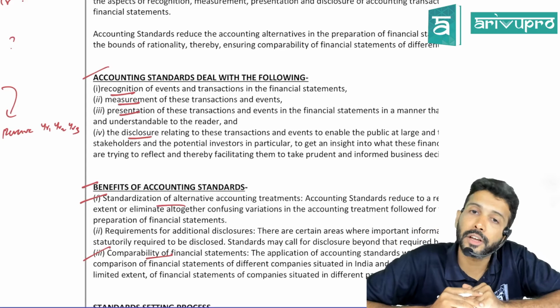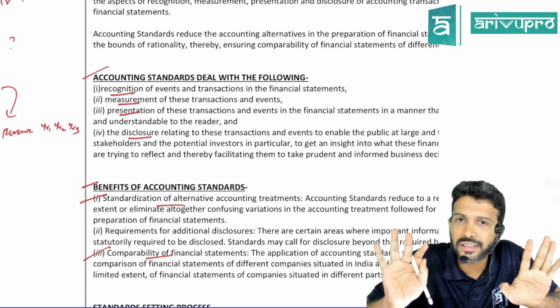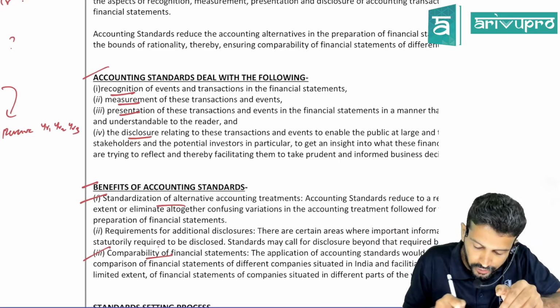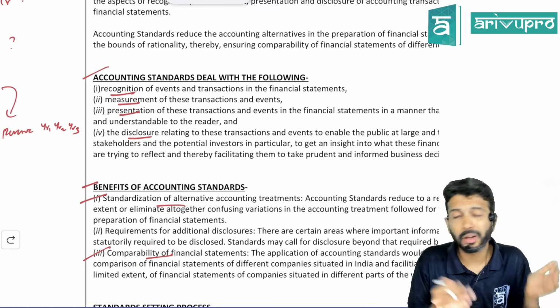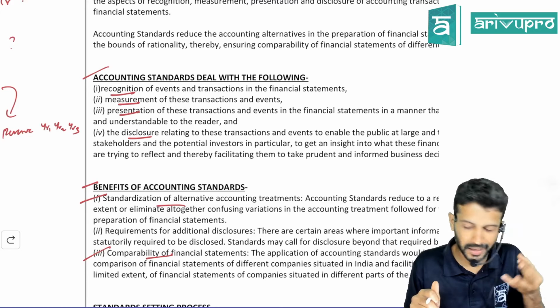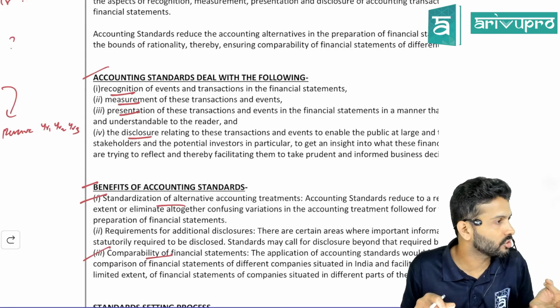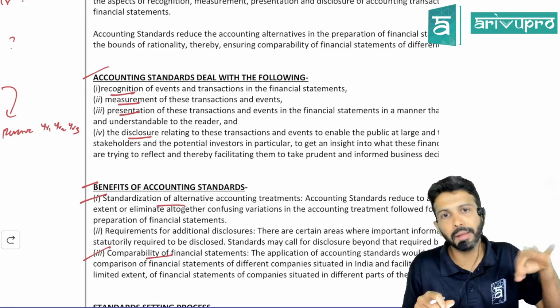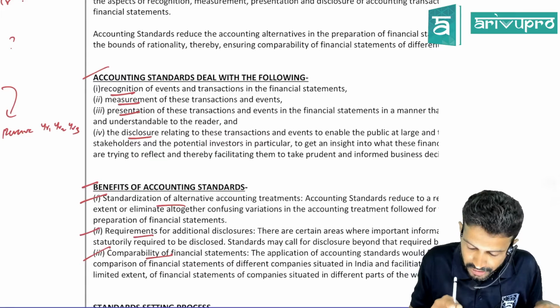No. But if they are following the same thing, then I can compare and take the decision. So through accounting standards, you can make the financial statements comparable, because every company is doing more or less the same thing. So it will make financial statements more comparable so that the user can take his decisions better and more efficiently, more quickly. Done. Another advantage is requirements of additional disclosure.